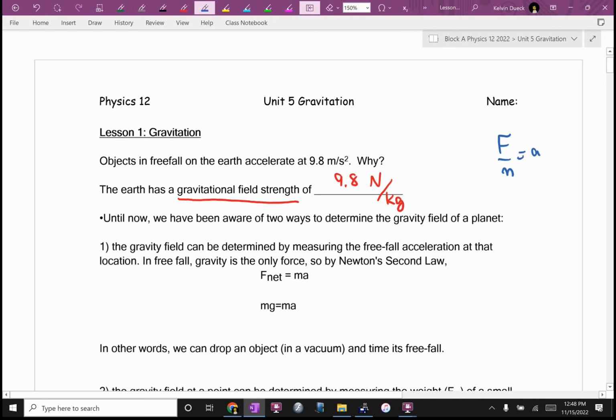The reason objects accelerate at 9.8 meters per second squared is because Earth gravity pulls on them with a force of 9.8 newtons for every kilogram of that object. It's a slightly different way to think about that 9.8. We're relating it now to how gravity is acting on every kilogram of mass. The Earth has a gravitational field strength near its surface of 9.8 newtons per kilogram. And that's why objects will accelerate at 9.8 meters per second squared.